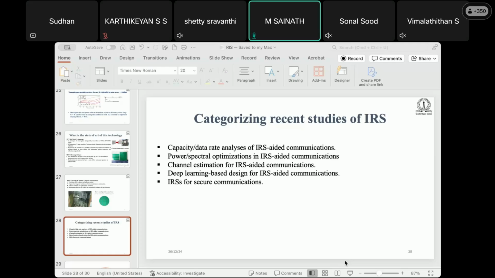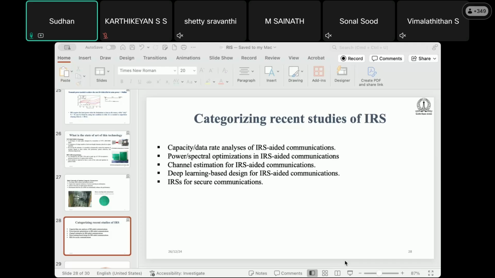In the transmission side, the base station is implemented with massive MIMO, and between the base station and user an IRS is placed. So how is the energy consumption overcome here?